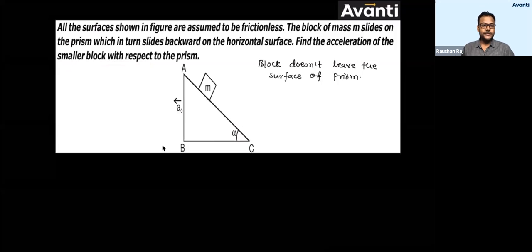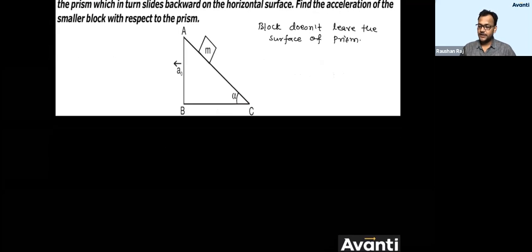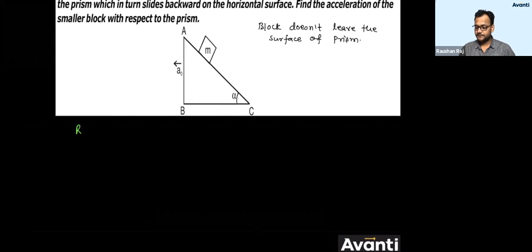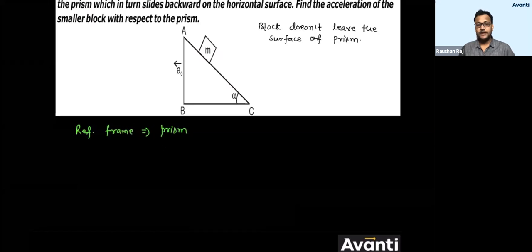So what does with respect to the prism mean? What is our reference, guys? Here the reference is the prism, which is accelerating. So what is an accelerating frame? A non-inertial frame. So you have to remember, you have to add one pseudo force. So how do we draw it?